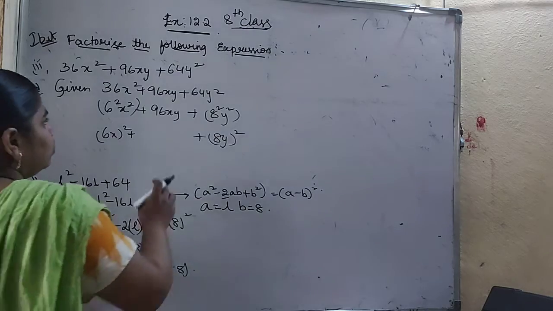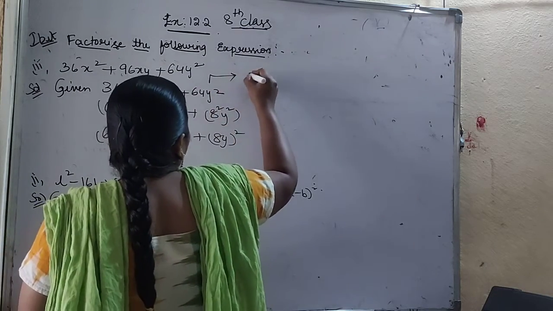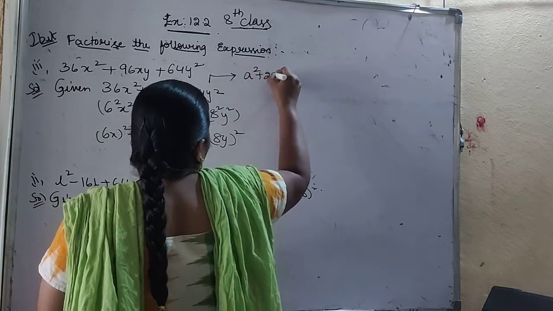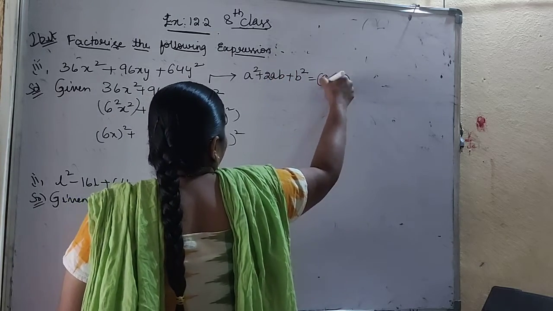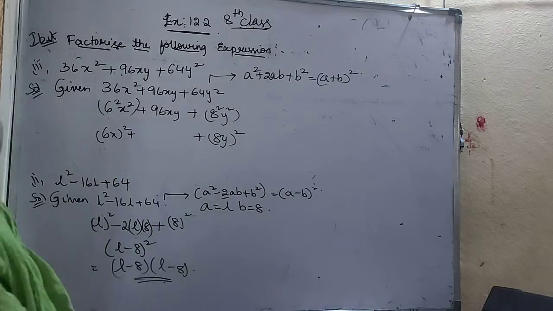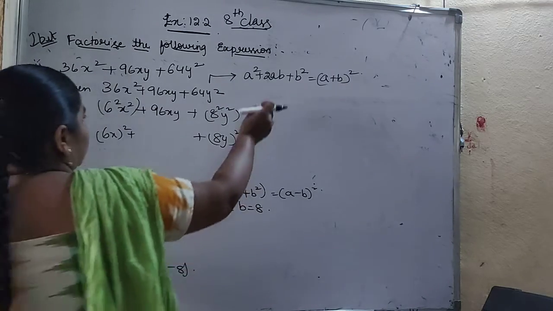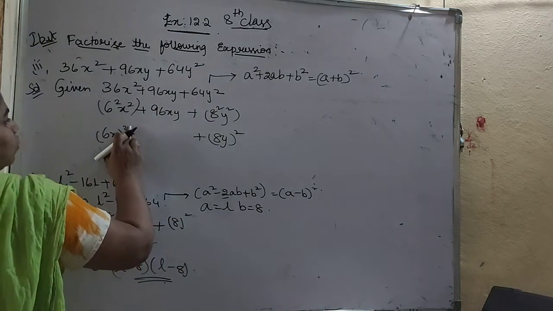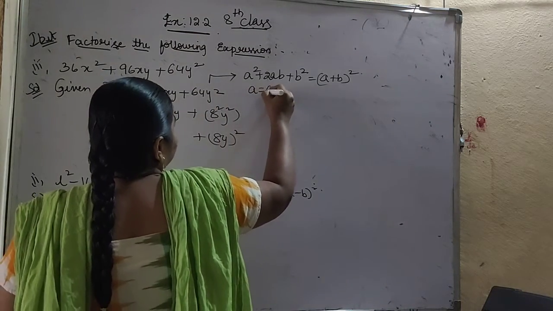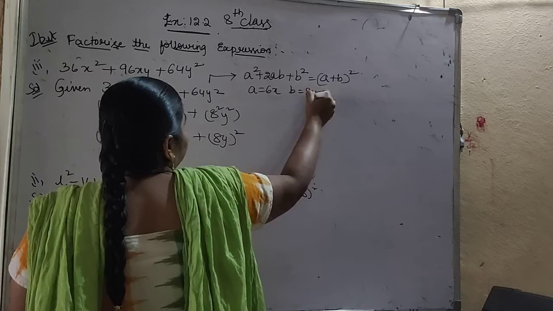Now how to write this? Already I told you that this is in the form of a square plus 2ab plus b square. So we can write it in the form of a plus b whole square. So in this term we have to split. A square is nothing but 6x whole square, so a value is 6x and b value is 8y.